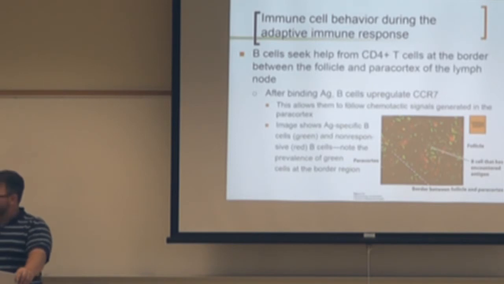So after binding antigen, for example, we saw T cells after binding antigen, B cells upregulate CXCR7. Again, that brings them into the T cell area, kind of interfacing between the B cell area, because they express CCR5. They also express CCR7, which brings them to the T cell area, and then that allows them to now associate with T cells.